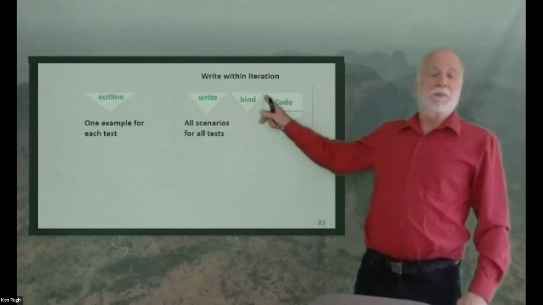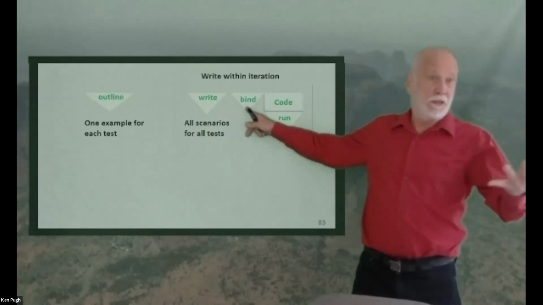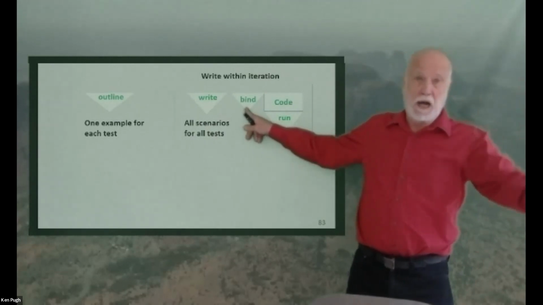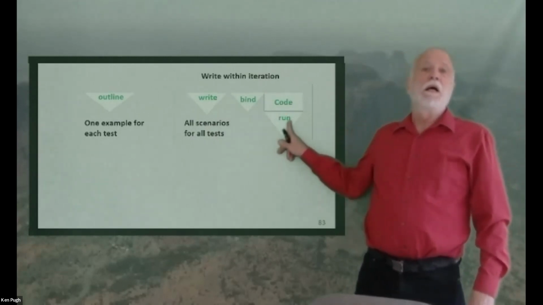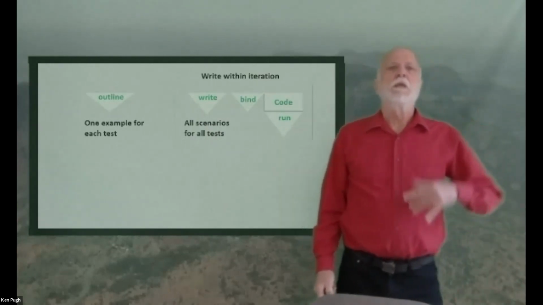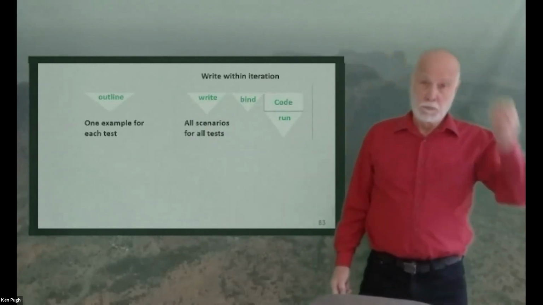Developer binds it to the production code. They're the ones who are going to create the production code, so then they know the name of the method or how they're going to operate. And then during coding, we keep running the tests until they pass.